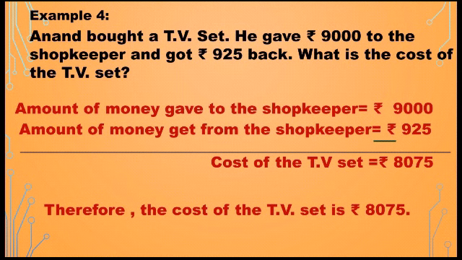So what is the cost of the TV set we are getting? That is 8,075 rupees. So therefore the cost of the TV set is 8,075 rupees. So this question is very easy. You can solve it, and whenever you read a question, read it carefully. There is some hidden clue given in the question. So you need to read it carefully so that you can get the clues.